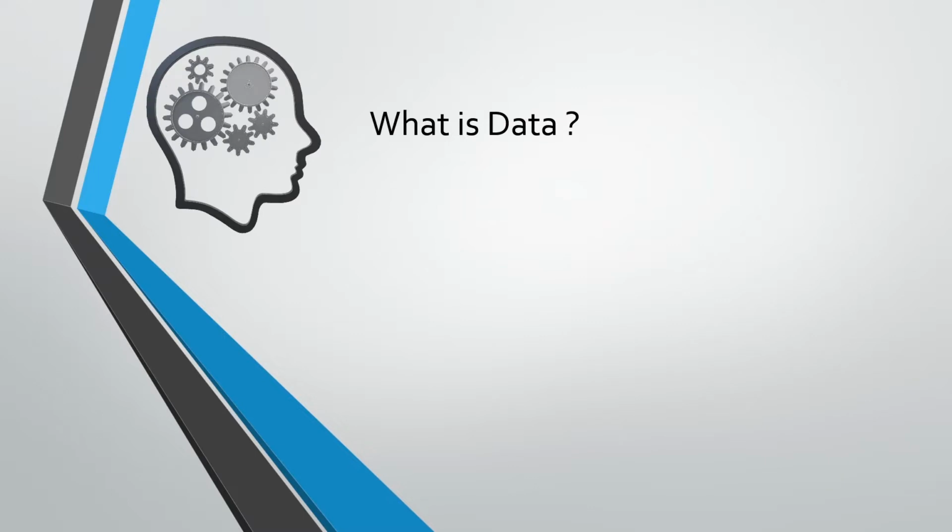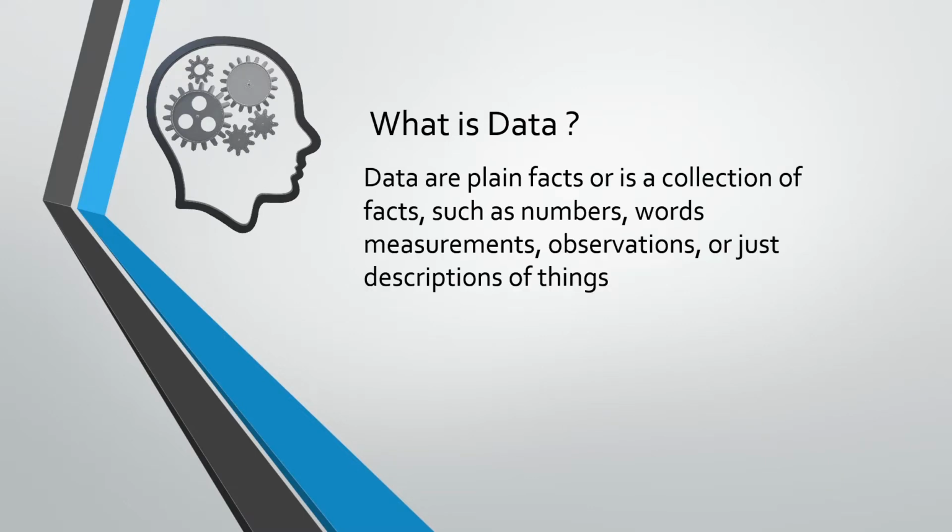Data are plain facts, or a collection of facts, numbers, words, measurements, observations. Anything you see and can describe or communicate to another person is data. For example, if I say John Abraham, it's data. We know it's somebody's name, but whose name, you don't know. Other attributes and related information about this John Abraham you don't know. But it is data.